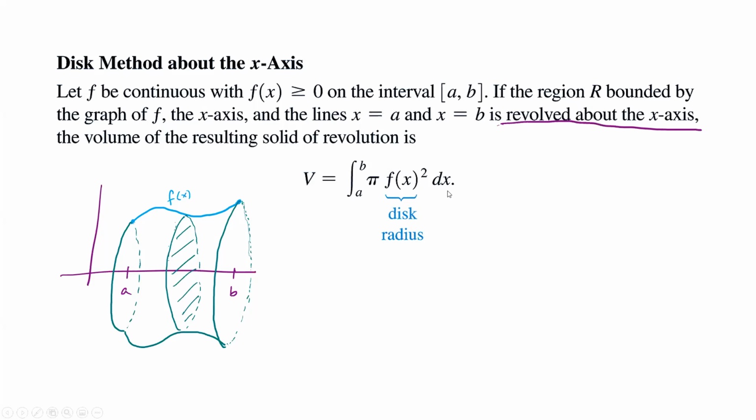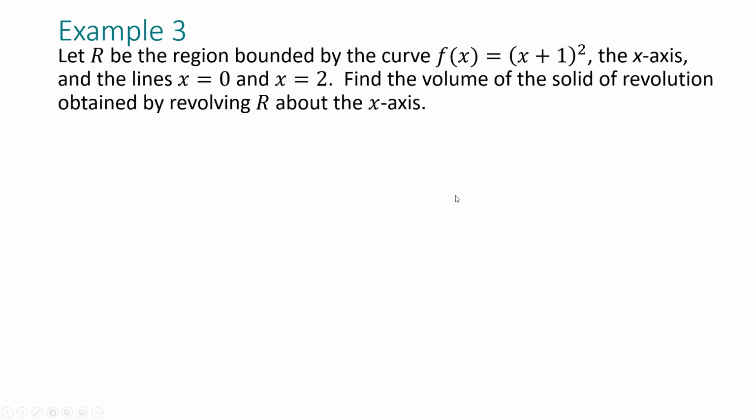Okay, so let's practice this a little bit. Let R be the region bounded by the curve f of x equals x plus 1 squared, the x-axis, and the lines x equals 0 and x equals 2. Find the volume of the solid of revolution obtained by revolving R about the x-axis.